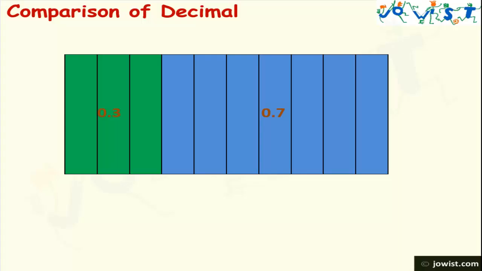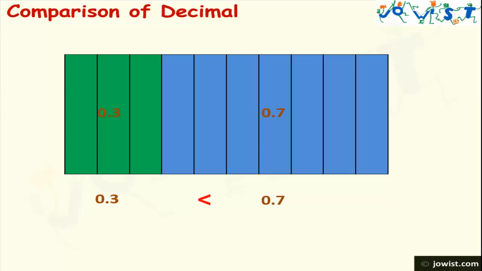Let's compare these two numbers, 0.3 and 0.7. From the area shaded, we know that the blue part is bigger than the green part. Therefore, it implies that 0.7 is greater than 0.3.